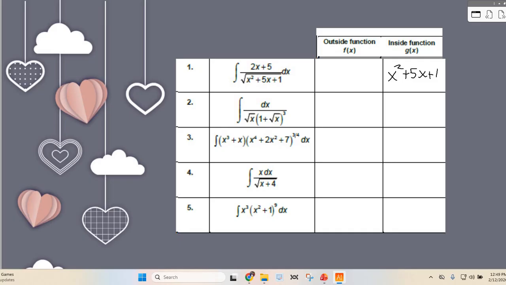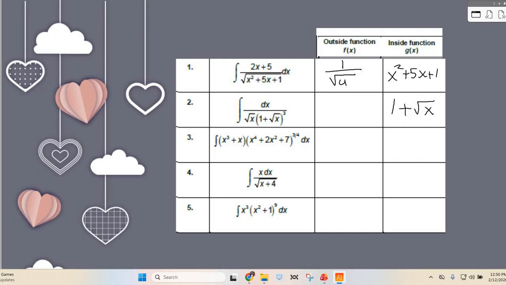Which means that my outside function, I actually don't want to include this 2x plus 5. I just want to include the operation that is happening to my g of x. So notice that that would just be 1 over the square root. And the reason why it's called u substitution is because we are going to substitute a u in for whatever our inside stuff is. So, like on our next one, what does it seem like our inside stuff would be? 1 plus square root of x.